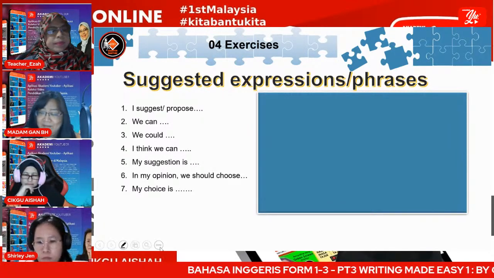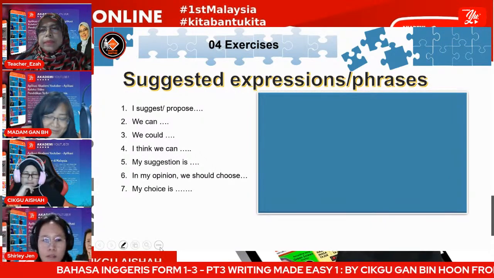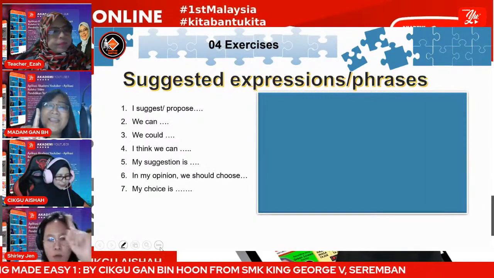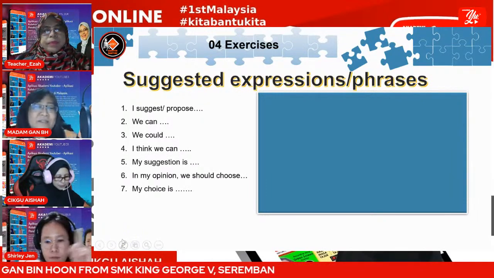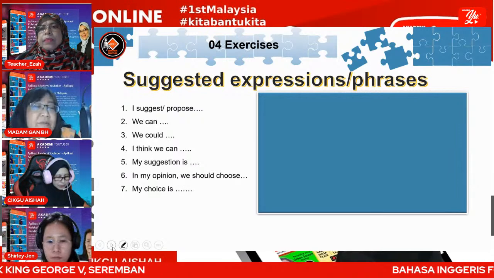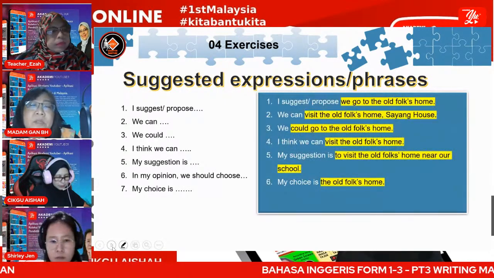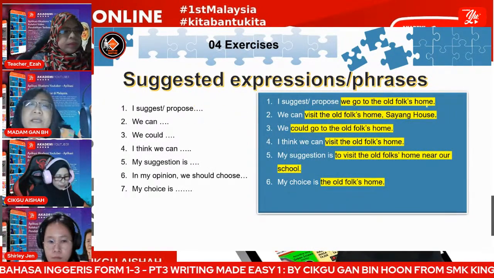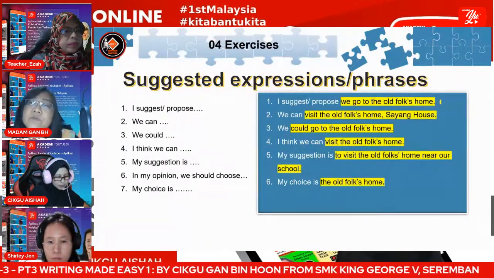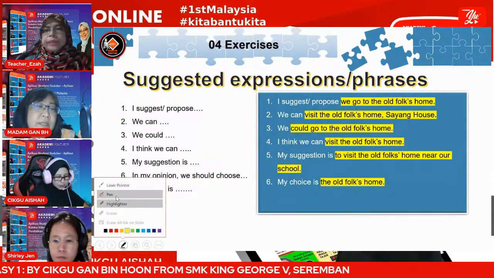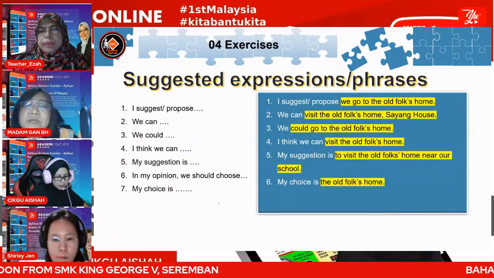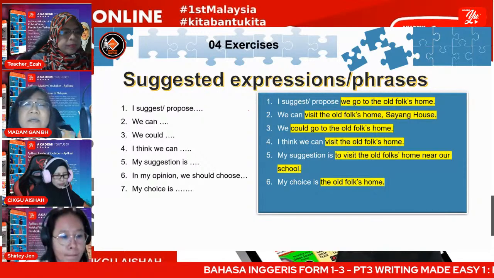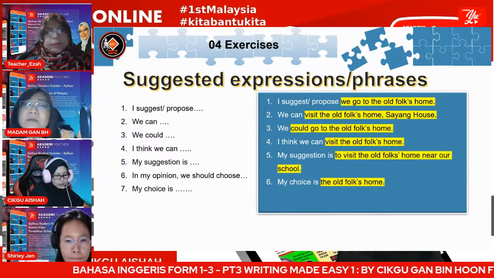Okay, so now let me share the third code. The third code is number 1. Here I'm going to show you some sentences, how you use these suggested expressions. Let's look at number 1. We can say, "I suggest we go to the old folks home," or "I propose we go to the old folks home." Remember, students, try to use simpler grammar structures. You need not have complex sentences here because you're just suggesting. You're not writing the elaboration. So this is what you can write.